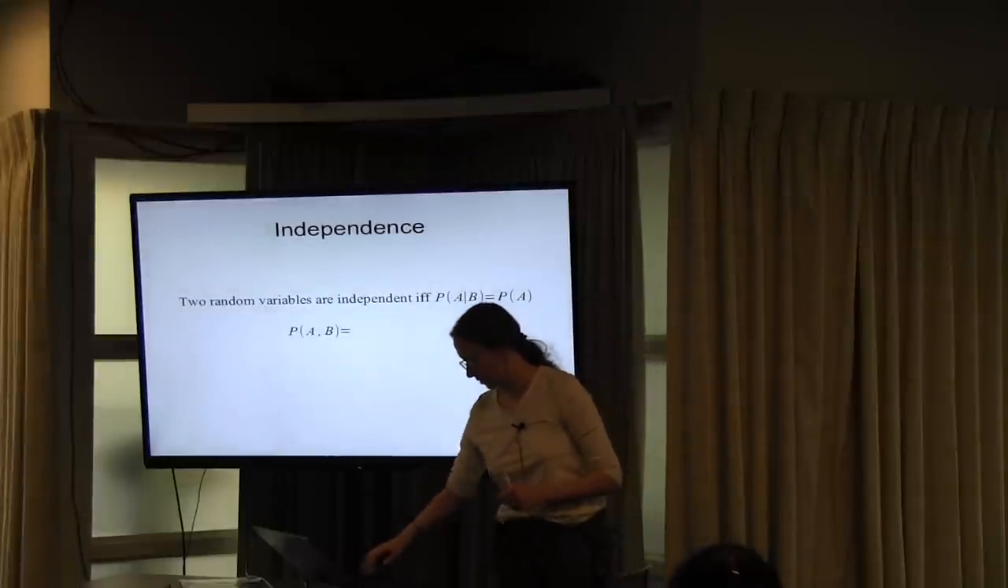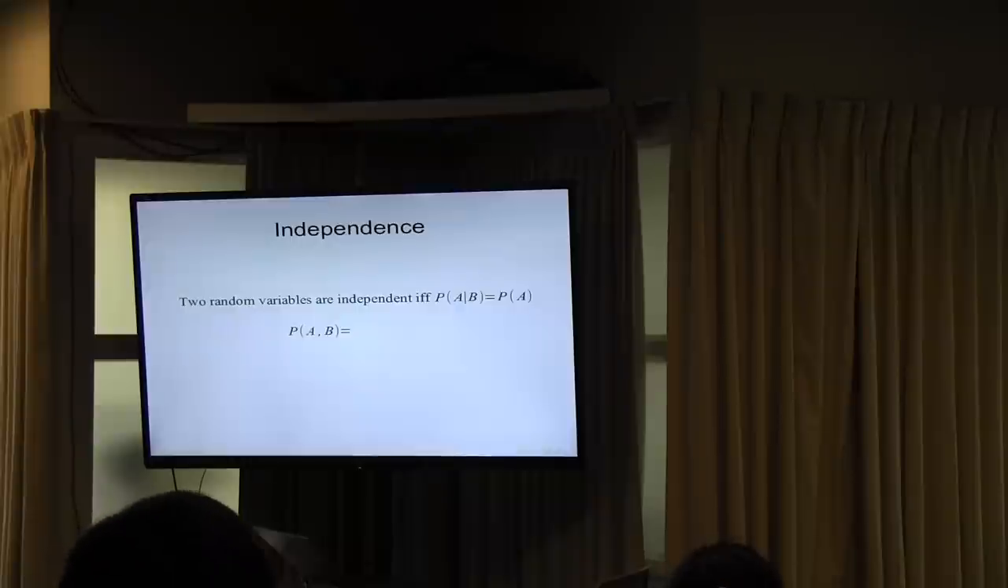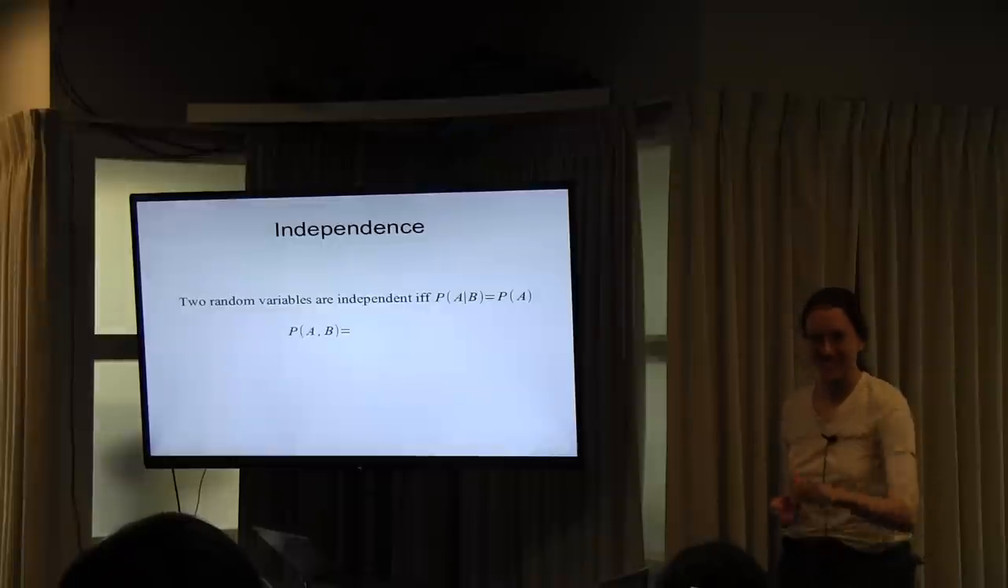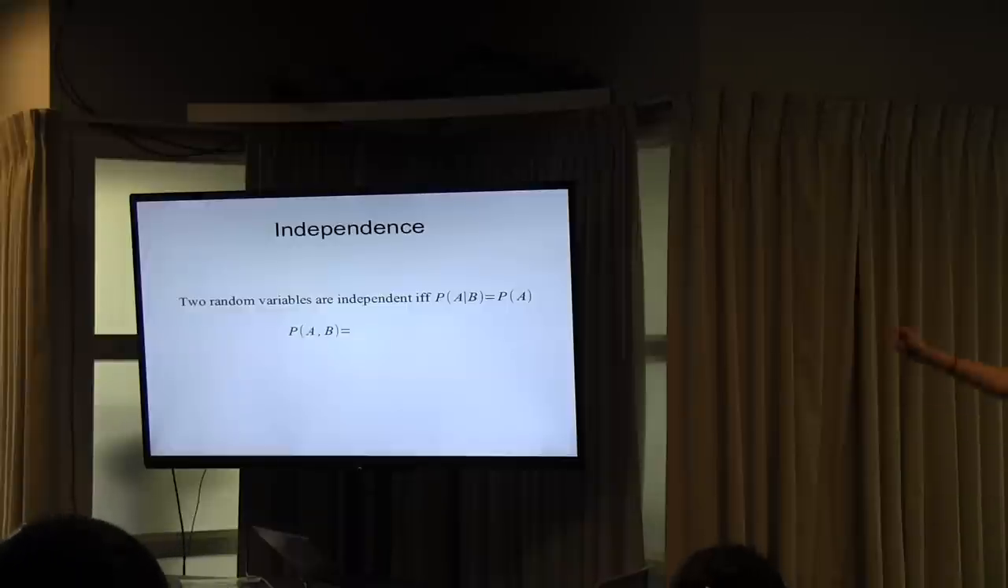So what does that tell me about the joint? The joint is P of A, B. What do I know about it? It equals P of A times P of B. And how can I derive that? The product rule, yeah. So I can say this equals probability of A given B times probability of B. This is exact. And now I make my independence assumption and I get that. This is just substituting in the value.